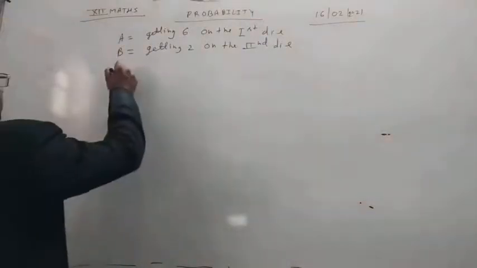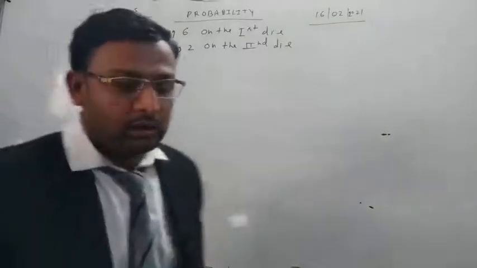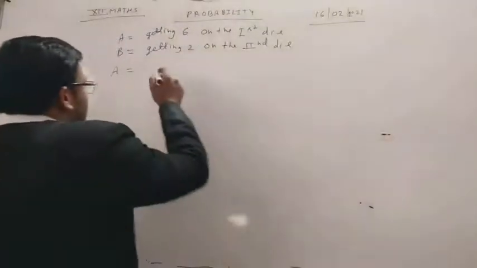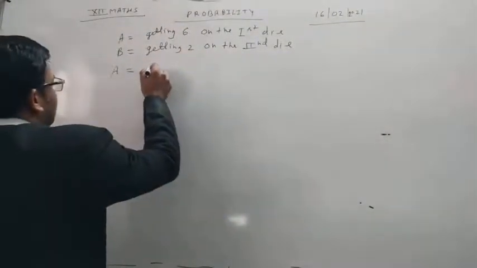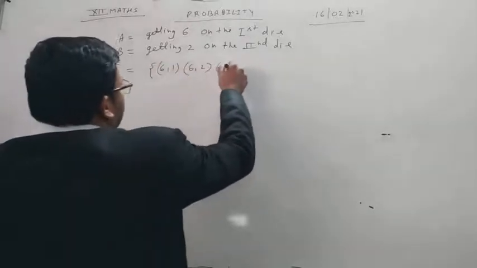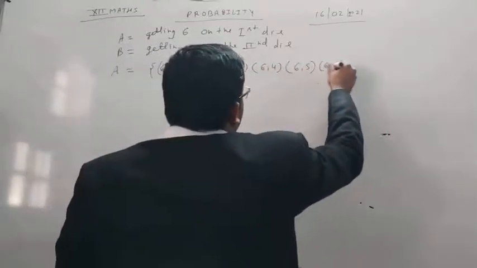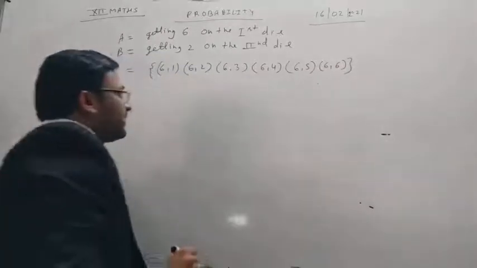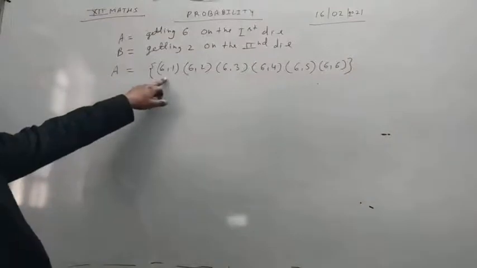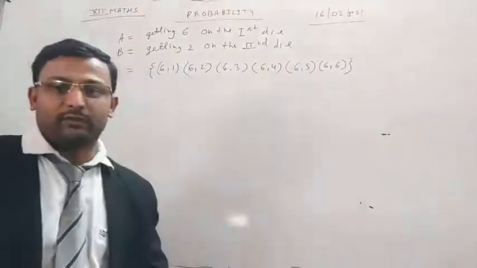So first, our event A is getting 6 on the first die. If two dice are rolled, then the total number of outcomes is 6 into 6, that is 36. So we write the favorable outcomes, that is, 6 on the first die: 6 1, 6 2, 6 3, 6 4, 6 5 and 6 6. These are the possible cases.